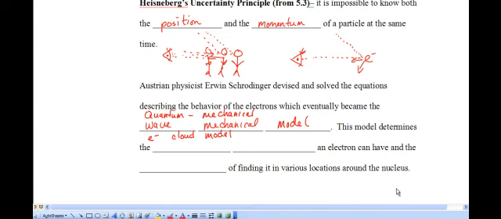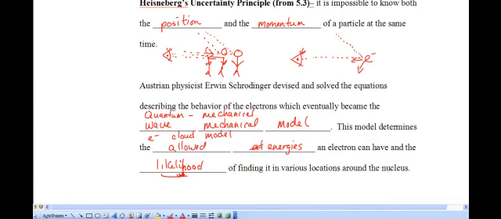This model determines the allowed energies, the allowed energies an electron can have, and the likelihood of finding it in various locations around the nucleus. We know the distances that the electron can be at, but we don't know exactly where it's going to be at any given point.